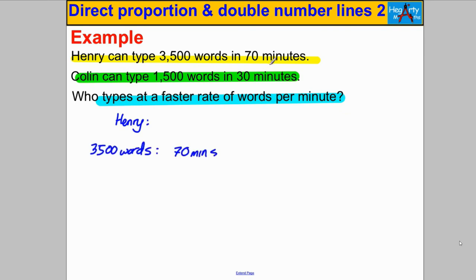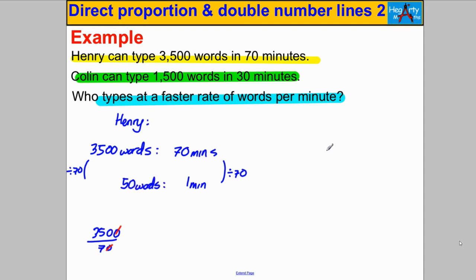Okay, now we want to work out how many words he types in 1 minute. So we're going to divide here by 70 to get 1 minute. And we'd have to go over here and we'd have to divide by 70 as well, right? So we can go off and do 3,500 divided by 70. So we can divide the top and bottom by 10, all right? And 350 divided by 10 is equal to 50. So we're getting ourselves that he's doing 50 words per 1 minute.